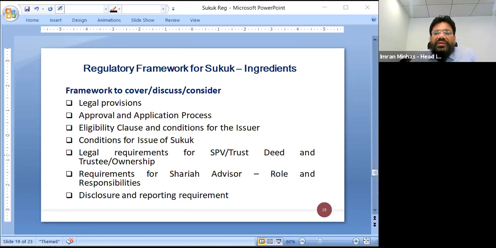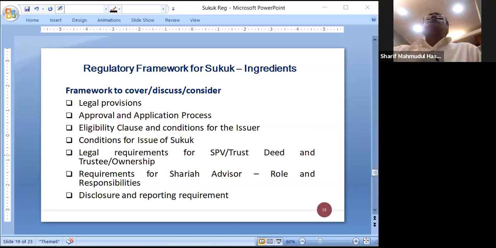You also set conditions here on whether the Sukuk should be convertible or not. Can it be convertible to shares, or will it be redeemed at the end of the period? What will be the procedure of redemption? Other conditions which the regulator deems fit can be put here in these Sukuk regulations.